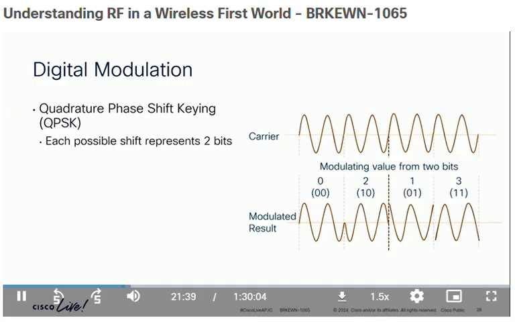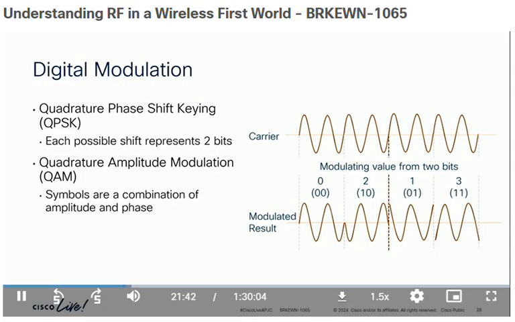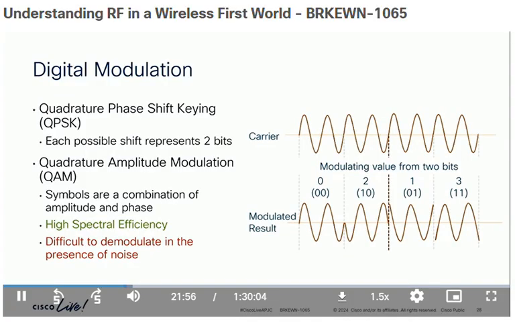So what we actually use today in modern Wi-Fi is something called quadrature amplitude modulation, or QAM. And so what I'm going to do here is my symbols are actually a combination of amplitude and phase. The advantage of this is I'm going to be able to get high spectral efficiency, which is just a fancy way of saying I'm going to cram more bits into the pipe. The downside is it's going to be increasingly difficult to demodulate that signal in the presence of noise.